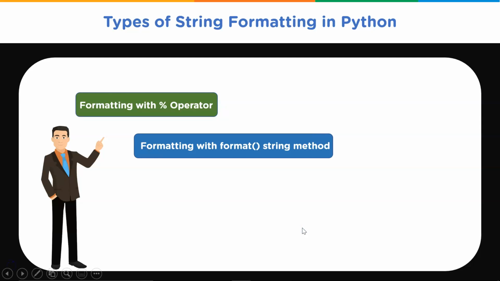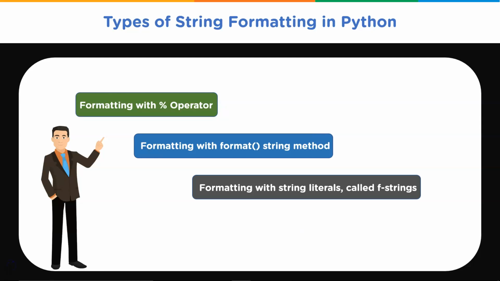Now let's look at the third method. We have formatting with string literals called f-strings. So strings in Python are usually enclosed within double quotes or single quotes. To create f-strings, you only need to add an f before the opening quotes of our string. So this type of formatting is also called a formatted string literal.